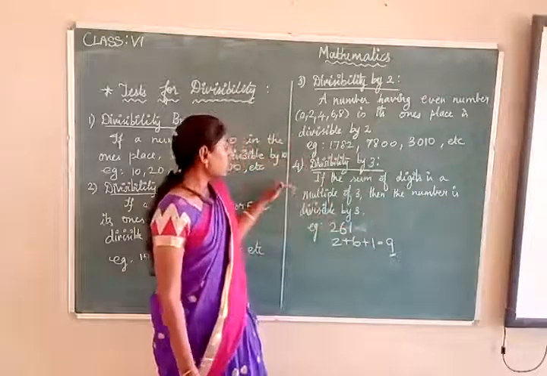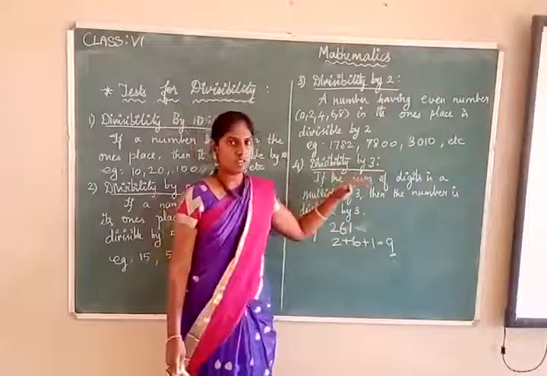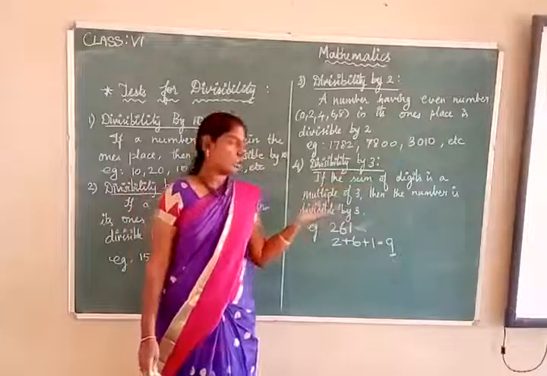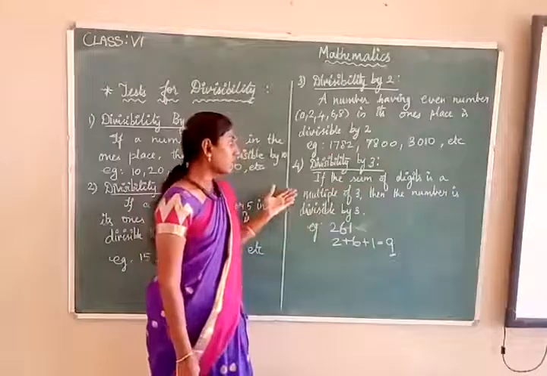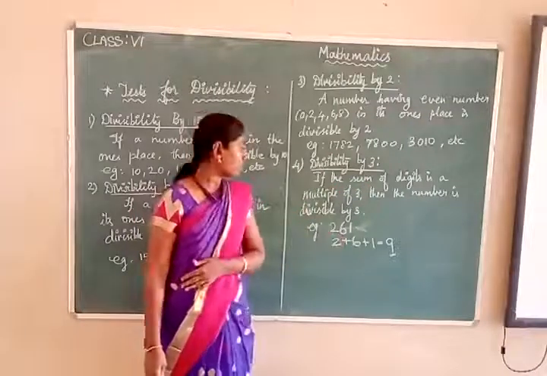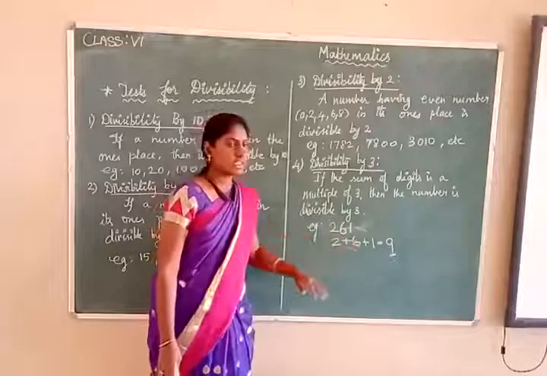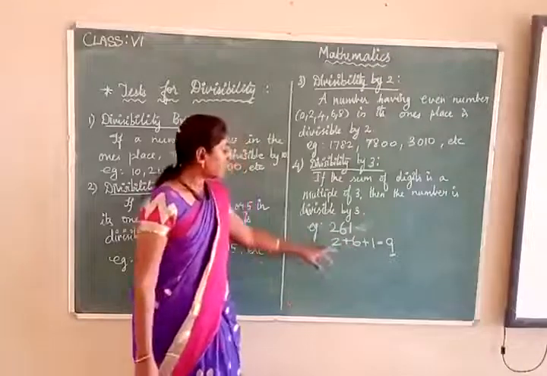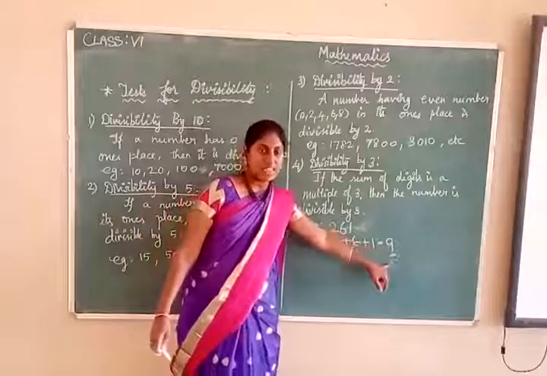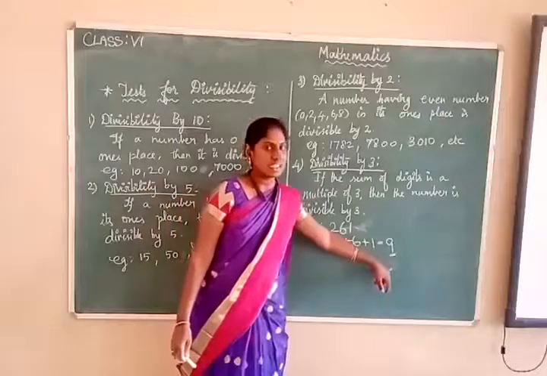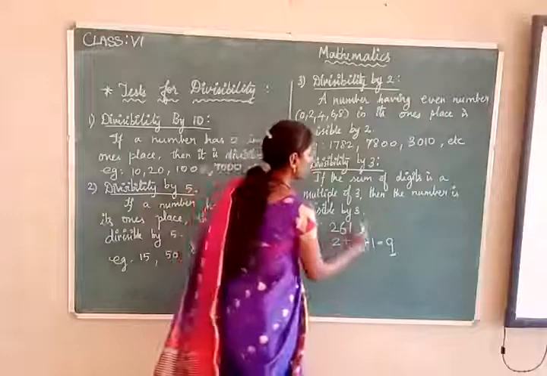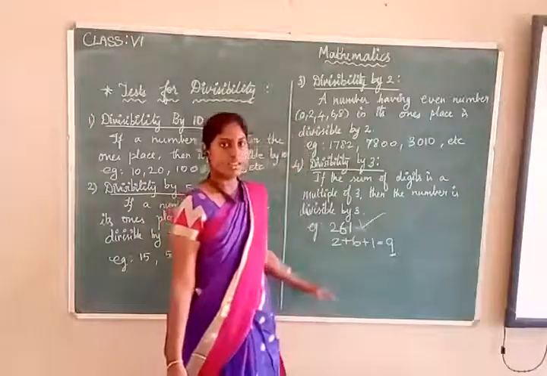Now coming to the next one, divisibility by 3. If we want to check whether a number is divisible by 3 or not, we have to find the sum of the digits and check whether the sum is a multiple of 3 or not. See the example, 261 is given here. Now I just add the digits: 2 plus 6 plus 1. What answer do I get? I get 9. Is 9 divisible by 3 or not? Yes, right. 9 is divisible by 3, 3 3s are 9. So 261 is also divisible by 3. Is it clear for all of you?